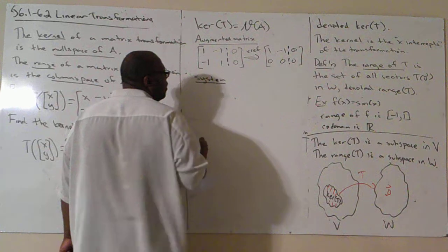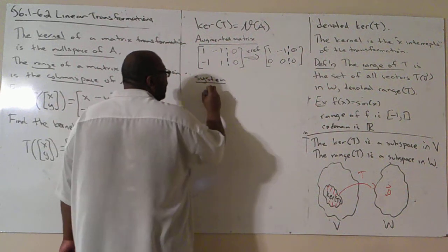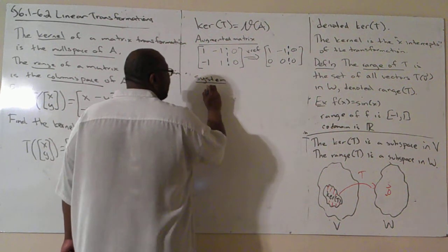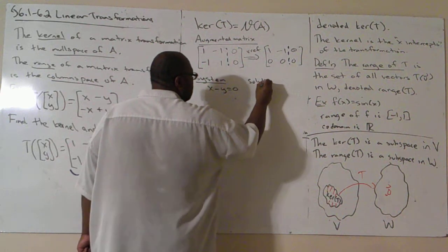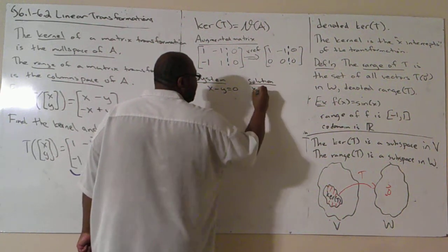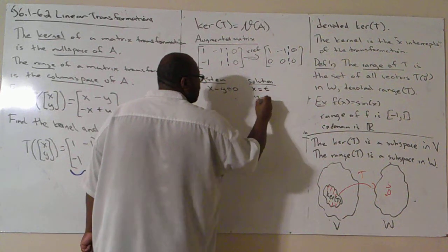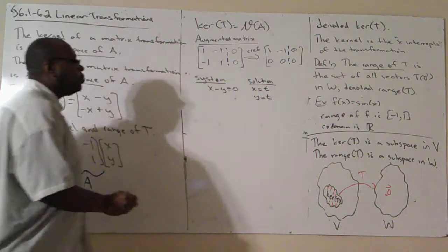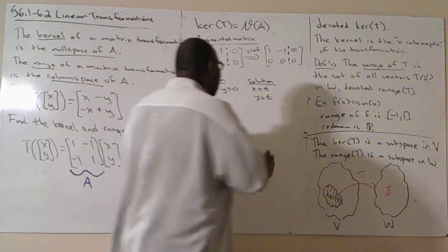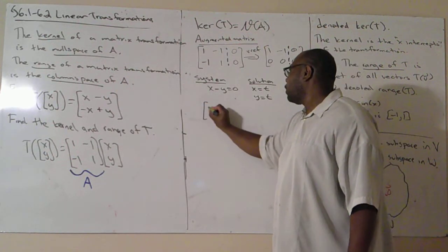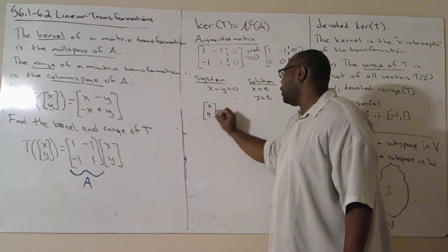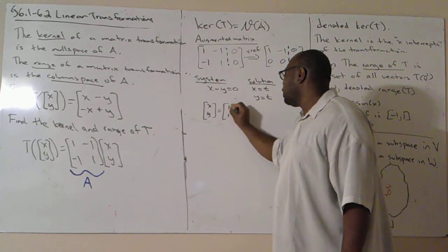So my system, when I do this, is going to be, let's call it, x minus y is equal to 0. So my solution is that x is equal to t, y is equal to t, right? And so my vector is going to be 1, 1 times t.